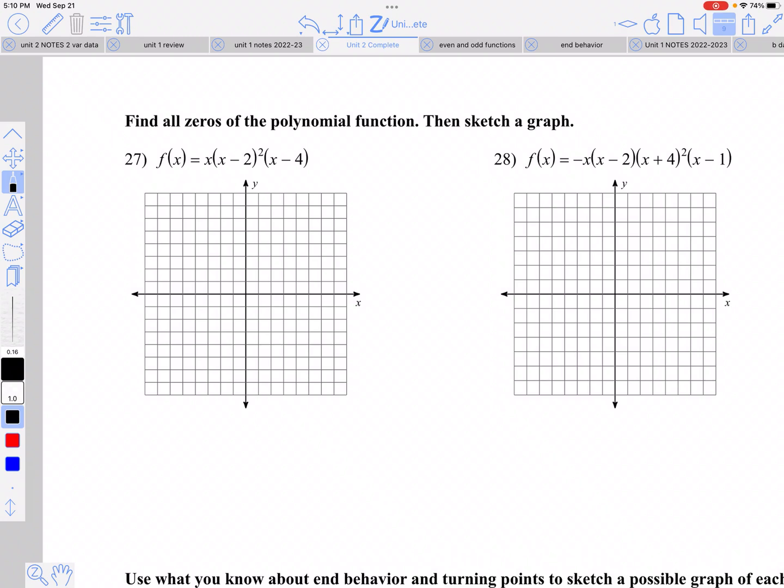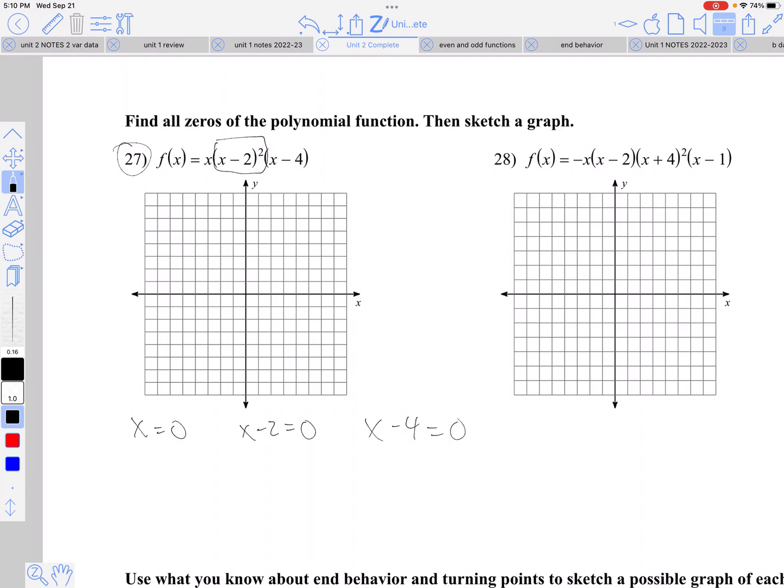All right, so first off, I've got to find all the zeros. Because they're both in factored form, I'm doing 27 though. I'm going to take each factor and set it equal to 0. Notice x minus 2 is happening twice, so it's going to have multiplicity 2. Just keep that in mind.